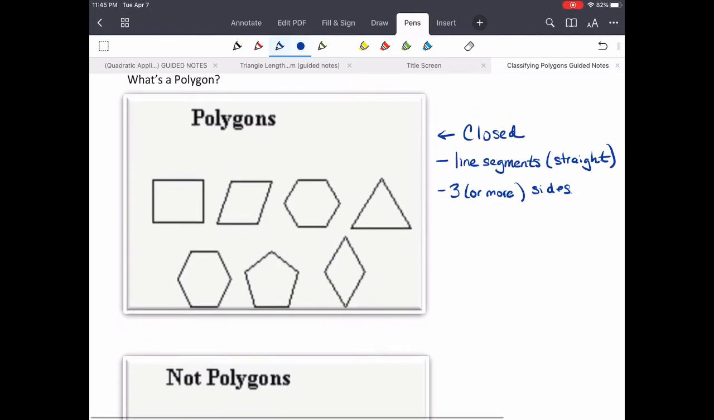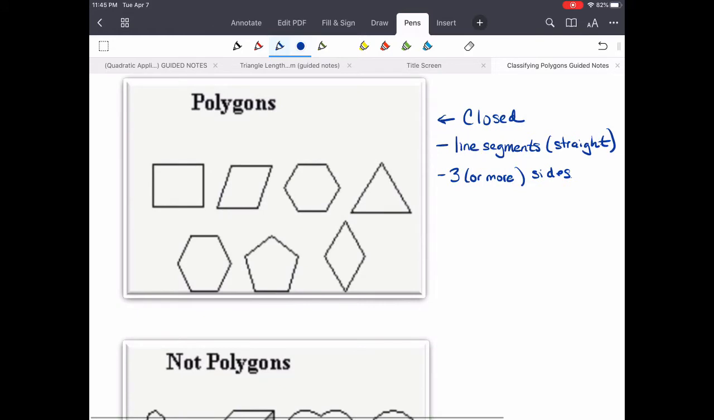It's got to be a closed figure, a closed shape made up of only line segments, and at the fewest, it's going to have 3 sides or more. So the triangle, of course, is the smallest that a polygon can get in terms of the number of sides. It's impossible to have 2 sides and have it not be open. It's always going to have an opening there, so that's going to be impossible.